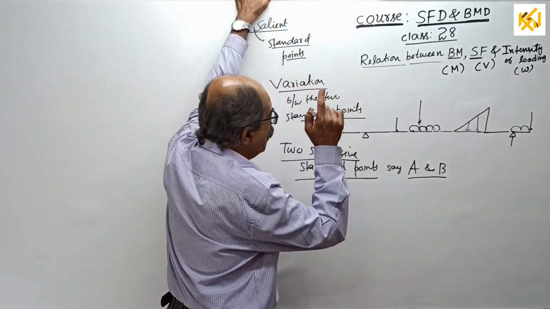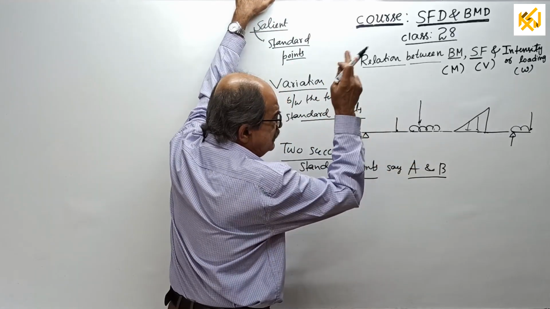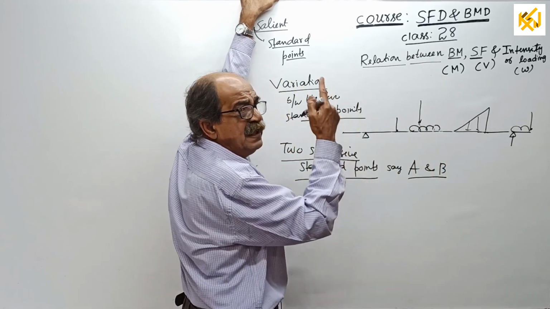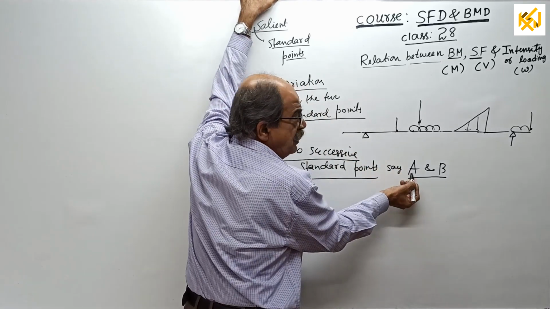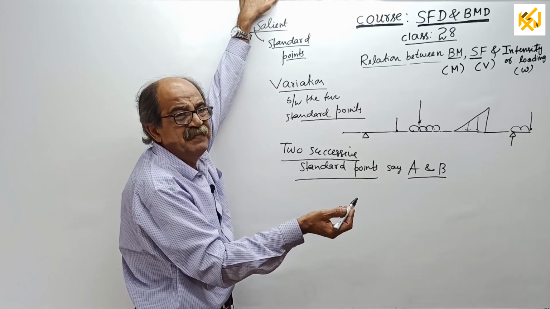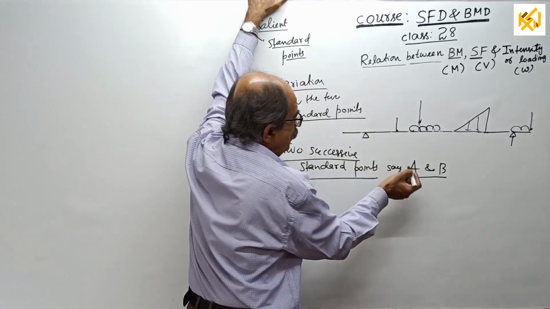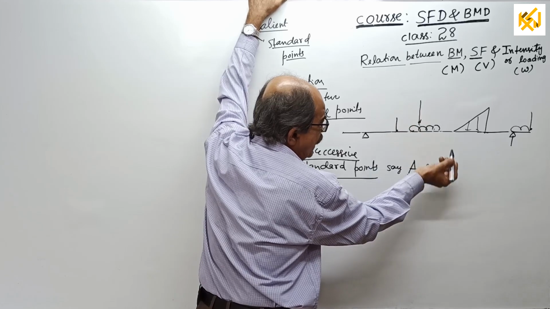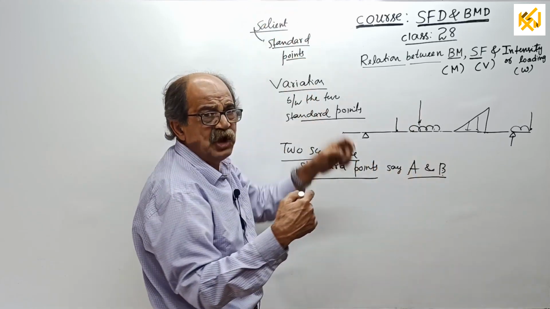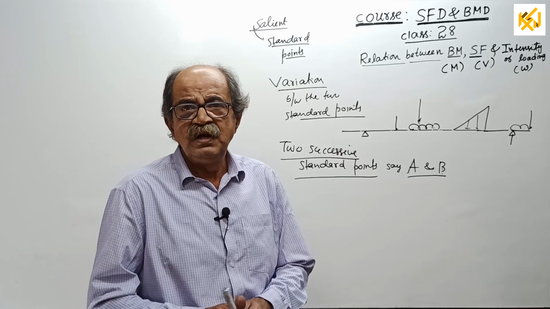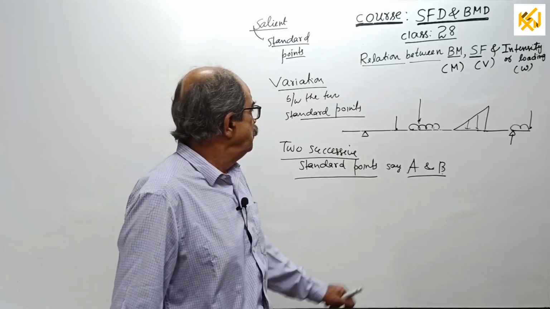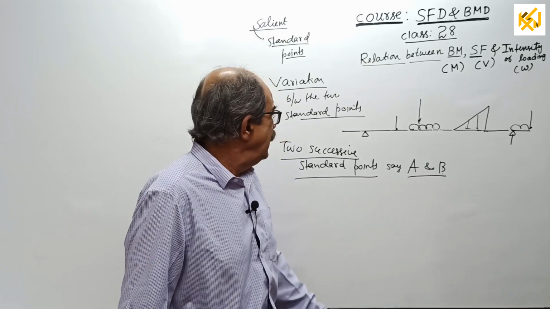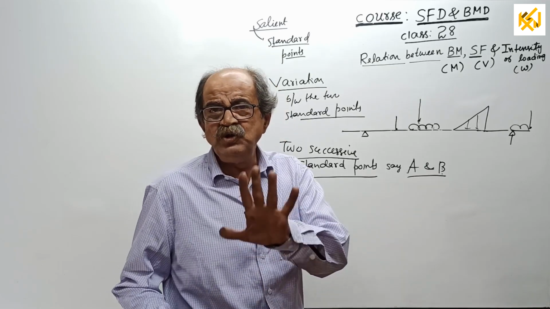Now, for the SFD you want the shear force ordinate at A and the shear force ordinate at B, and then join. For the BMD, you need the BM ordinate at A and the BM ordinate at B, and then join. I just told you that you need ordinates at A and B for both SFD and BMD, and then join properly. How to join properly?